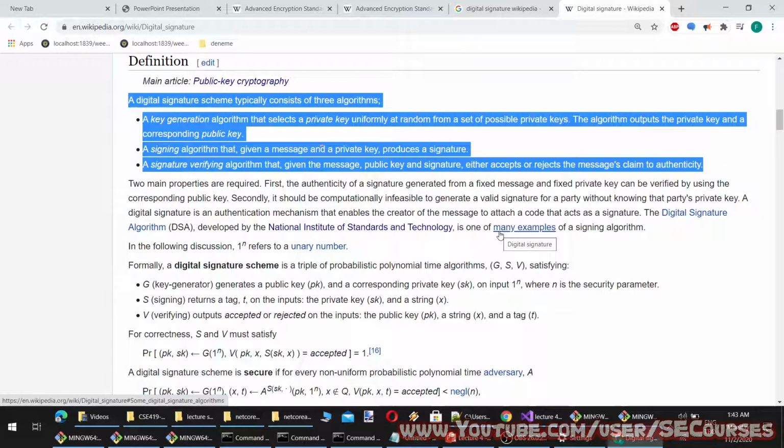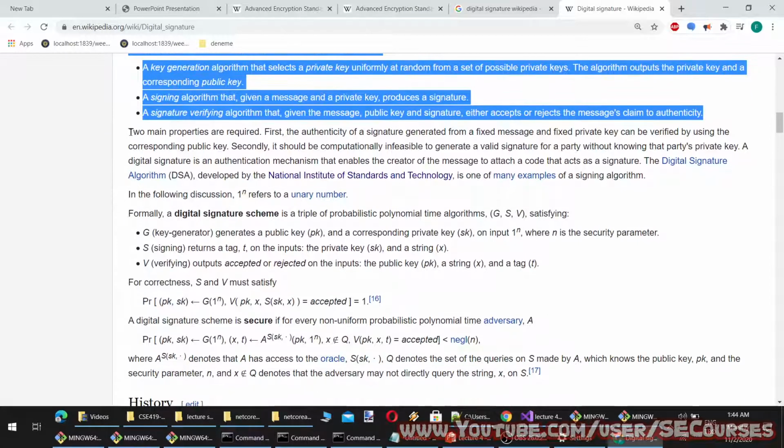A digital signature scheme typically consists of three algorithms: a key generation algorithm that selects a private key uniformly at random from a set of possible private keys. The algorithm outputs the private key and a corresponding public key. A signing algorithm that, given a message and a private key, produces a signature. A signature verifying algorithm that, given the message, public key and signature, either accepts or rejects the message's claim to authenticity.